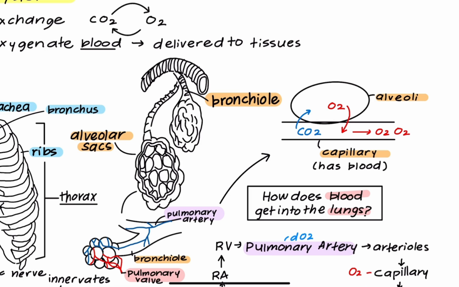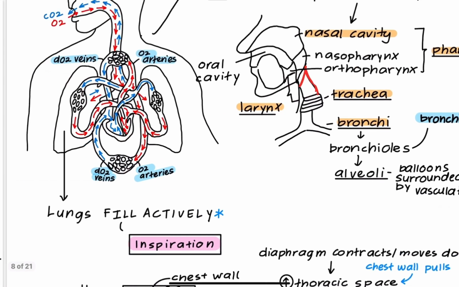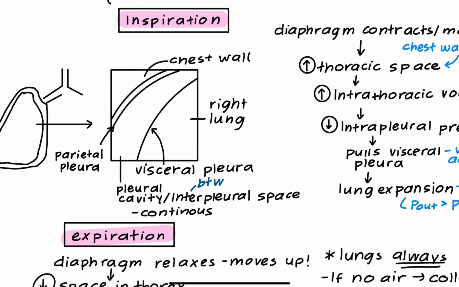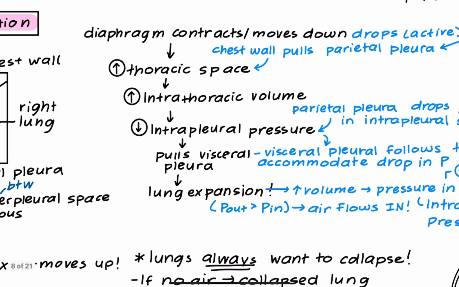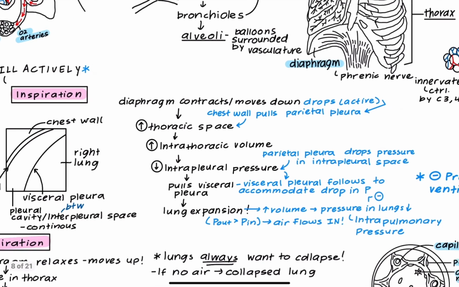Okay, now let's talk about how air actually moves in and out. So each lung is covered by these two membranes right here, the visceral pleura attached to the lung surface and the parietal pleura lining the chest wall. Between them is a thin layer of pleural fluid. This fluid keeps them moving smoothly, but also sticks them together. Okay, so when you inhale, these things happen. This is the diaphragm.